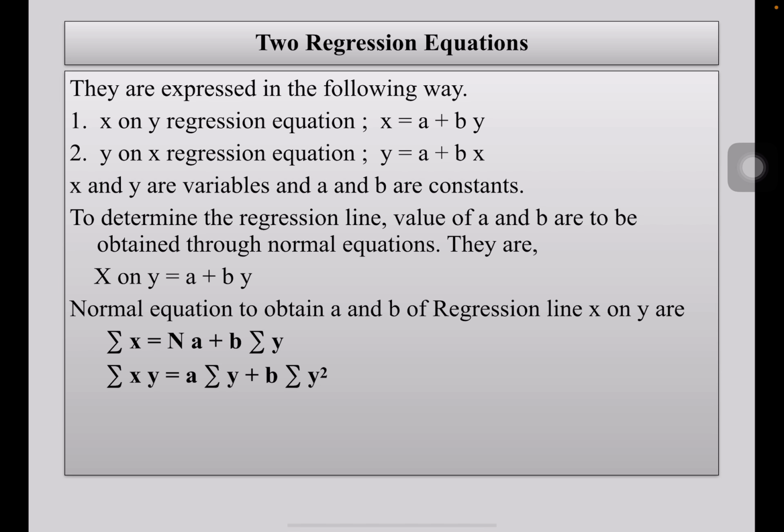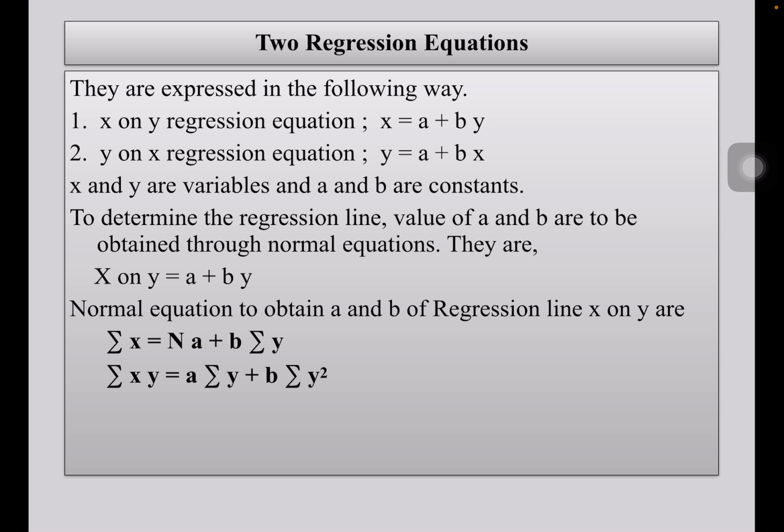Regression equations are expressed in the following way. X on y regression equation: x is equal to a plus by. Y on x regression equation is y is equal to a plus bx. These two you have to remember throughout measuring regression equations. X and y are the variables, whereas a and b are the constants. To determine the regression line, the values of a and b are to be obtained through normal equations.